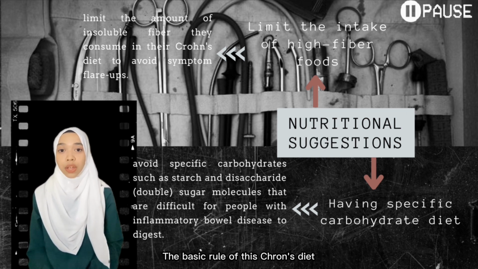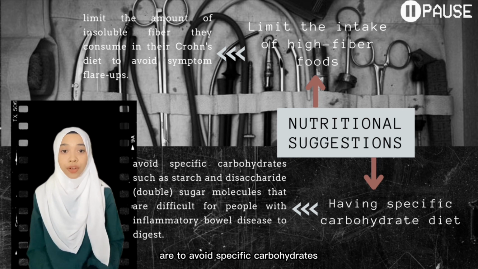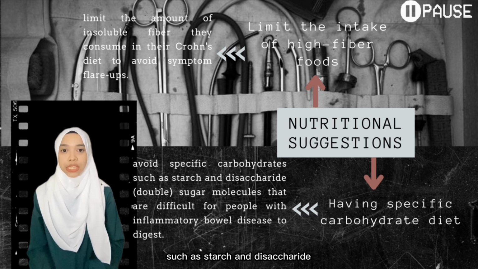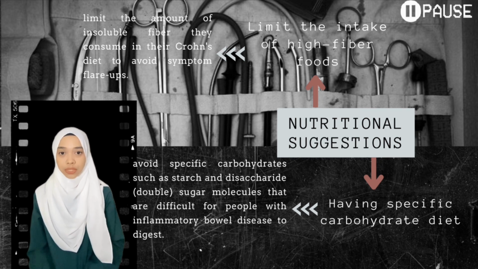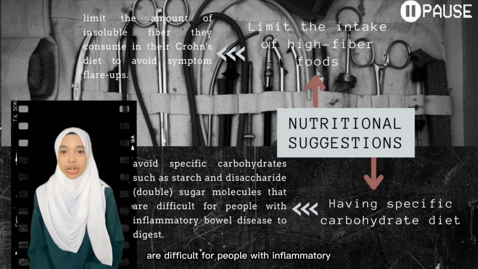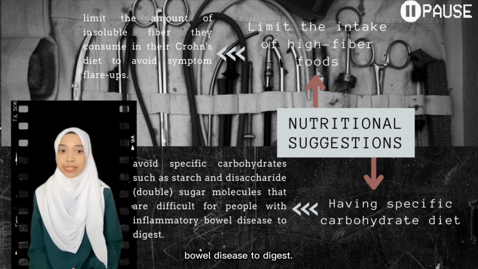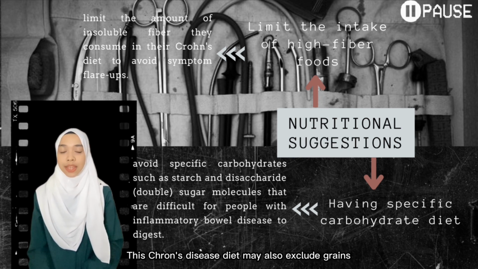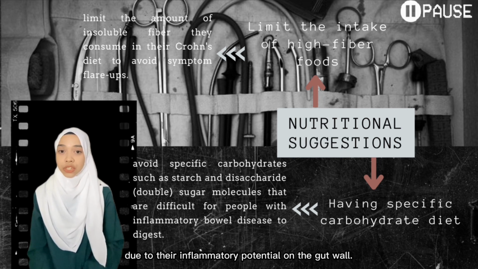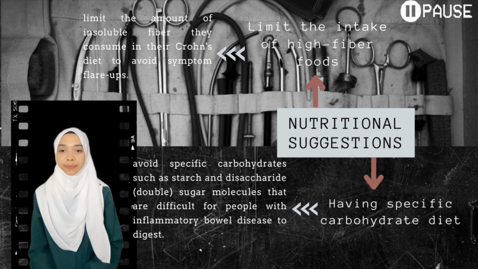The basic rule of this Crohn's diet is to avoid specific carbohydrates such as starch and disaccharide, which is double sugar molecules. This type of carbohydrate is difficult for people with inflammatory bowel disease to digest. This Crohn's disease diet may also exclude grains due to their inflammatory potential on the gut wall.